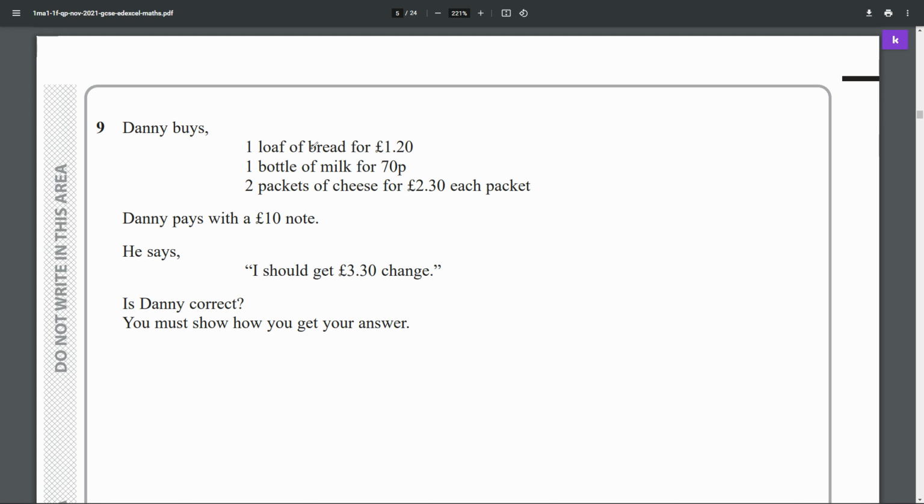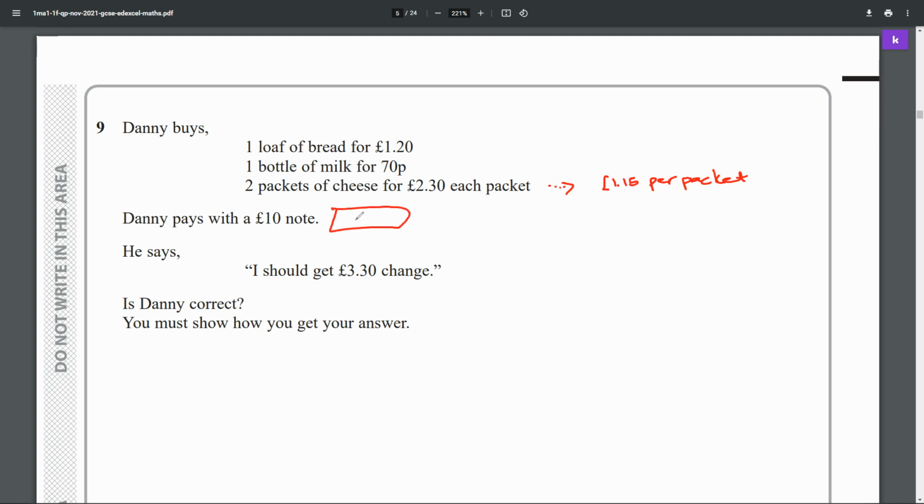For this question, it says Danny buys one loaf of bread for £1.20 and one bottle of milk for 70 pence. 2 packets of cheese for £2.30 each packet. So what that comes to is $1.15 per packet, right? Because if you multiply it by 2, it'll end up at $2.30. Then he pays with a $10 note.